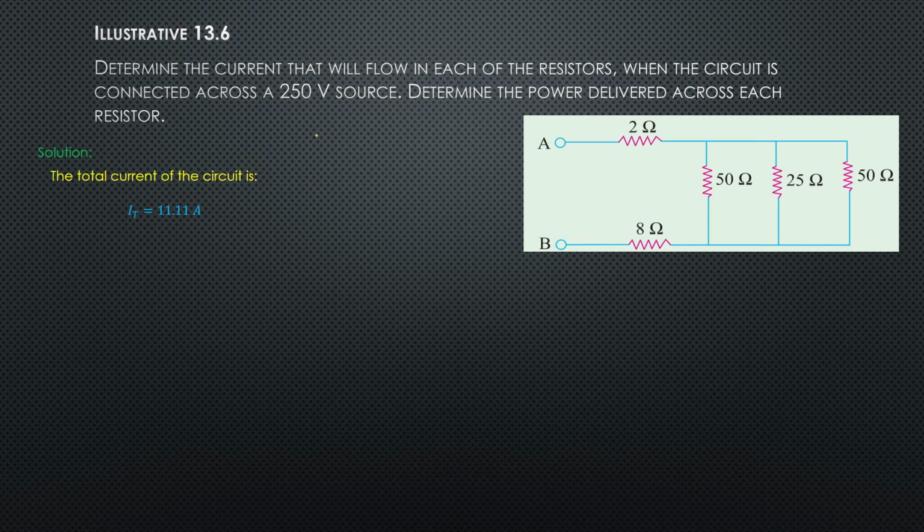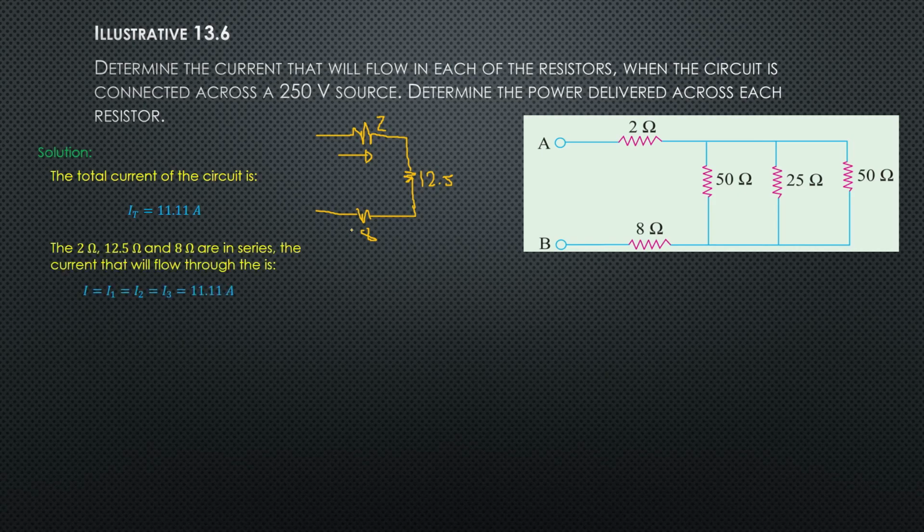So recall, the circuit has 2 ohms, this is the 12.5 ohms, and this is the 8 ohms, and this is the 2 ohm resistor. Okay, so in series connection, I total is equivalent to I1, which will be equal to I2, and that will be equal to I3. So if they are connected, the current that will flow is 11.11 amperes.